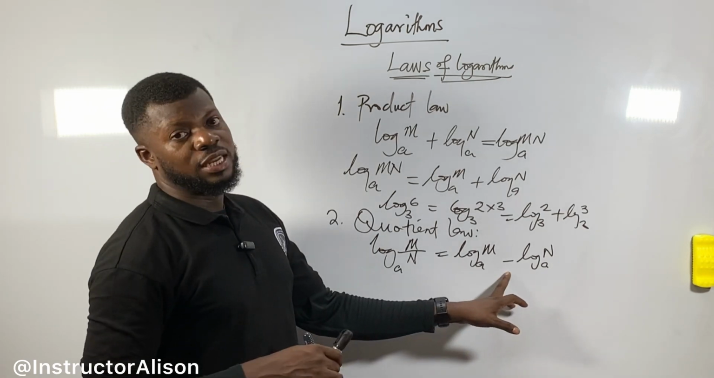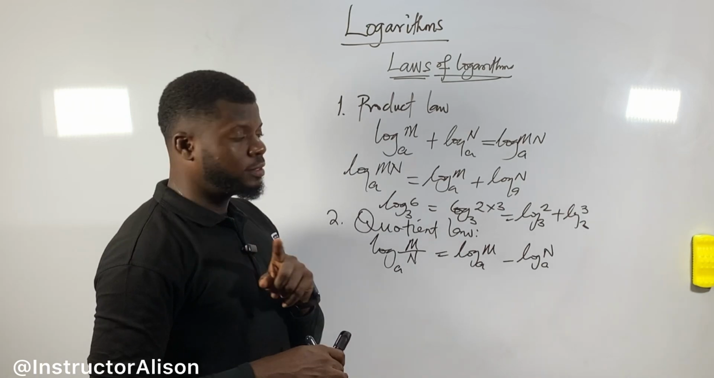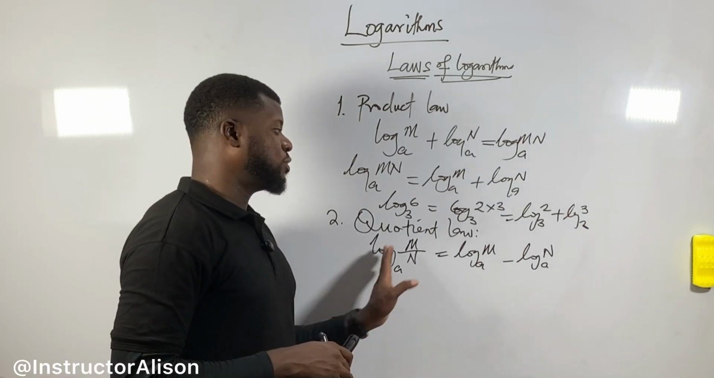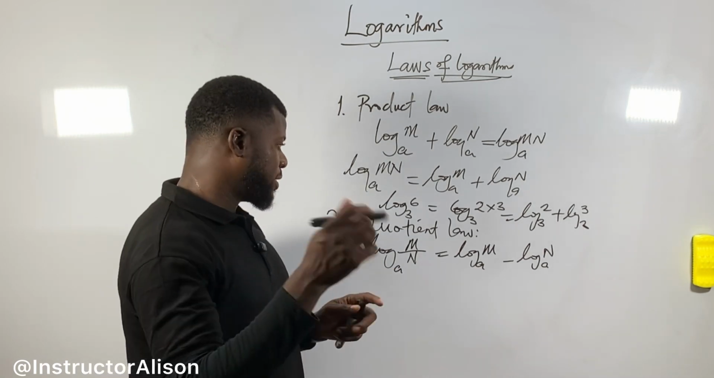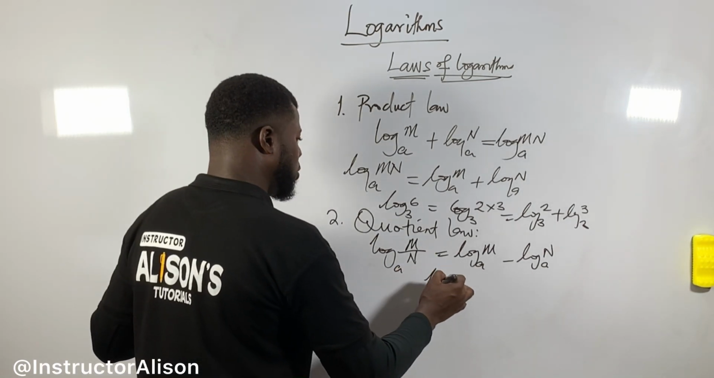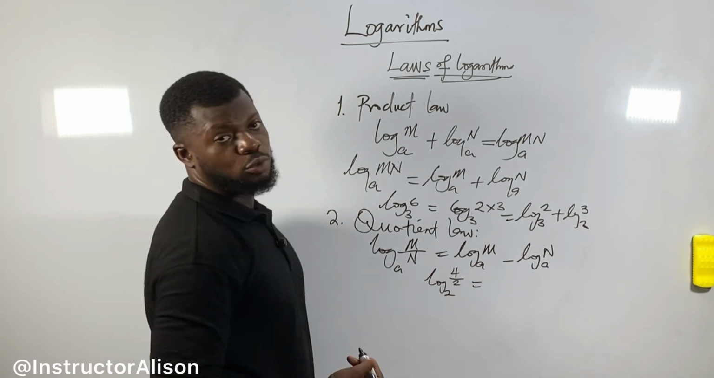As I say minus, I will just say that division. I will just say this one divide by this and take the common base. If the base is common, now what you go do? If you change it to this one, then it is the division law. For example, if I get something like log 4 divided by 2 base 2, what you go do?